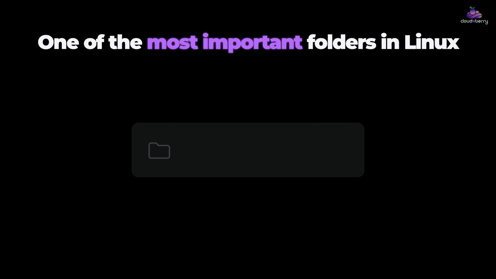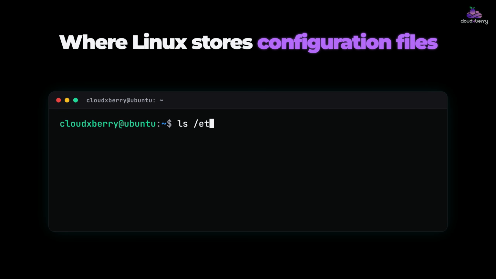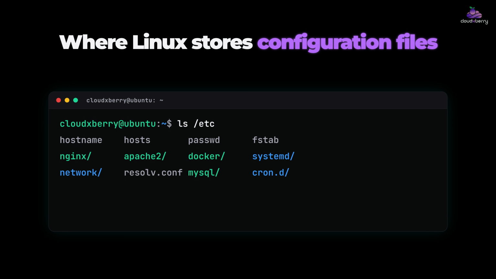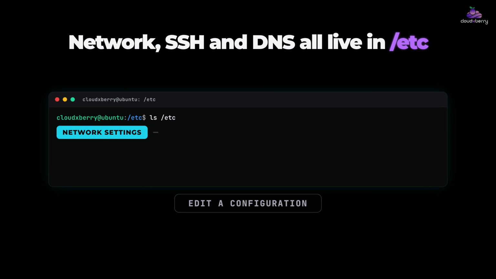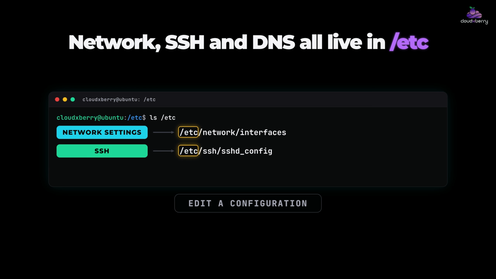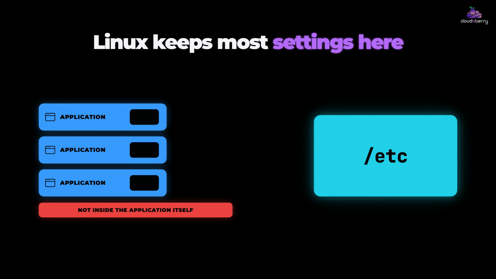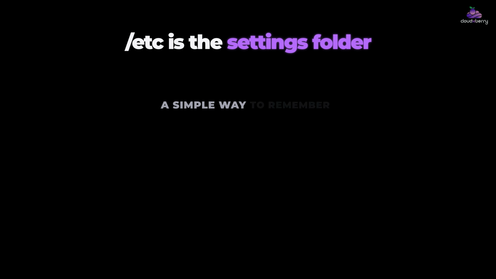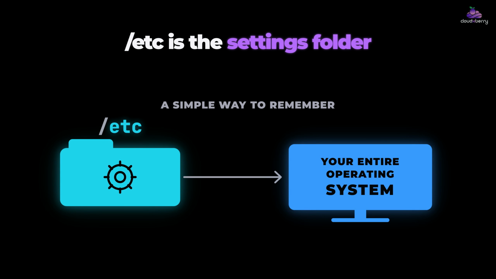Now let's talk about one of the most important folders in Linux, /etc. This is where Linux stores configuration files. Almost every application has a configuration file somewhere inside /etc. Want to change network settings? Edit a configuration in /etc. Need to configure SSH? It's inside /etc. DNS settings? Also inside /etc. Instead of storing configuration inside the application itself, Linux keeps most settings here. A simple way to remember it is: /etc is the settings folder for your entire operating system.